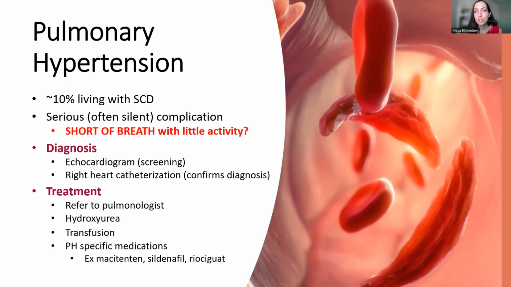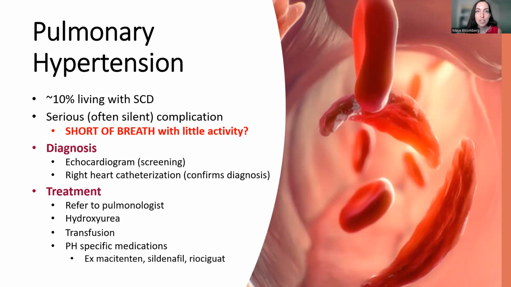Treatment, we usually will refer to a pulmonologist. We're lucky at University of Miami because we have a pulmonologist with a specific interest in sickle cell and pulmonary hypertension. Anything that is preventing vaso-occlusive crises and stabilizing your hemoglobin and reducing the anemia and hemolysis is going to help manage pulmonary hypertension. So that's why hydroxyurea is helpful. I do have several patients who are on a chronic transfusion or chronic exchange transfusion as management for their pulmonary hypertension as well.